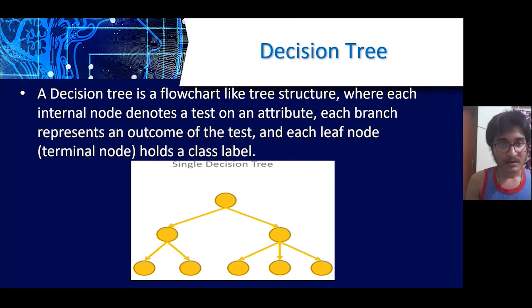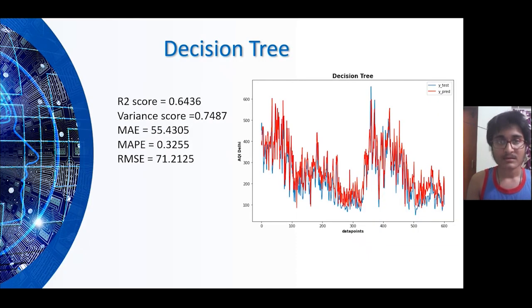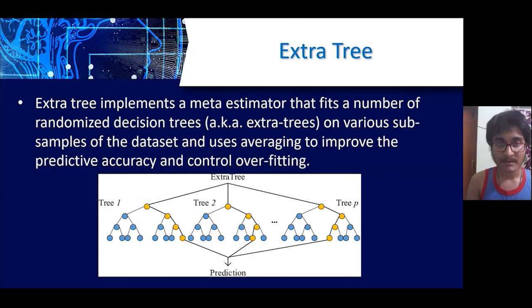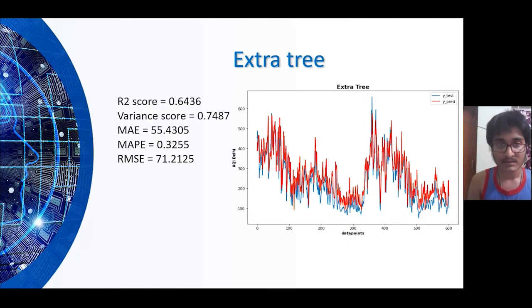Decision tree. This is a supervised ML technique where data is constantly split into different nodes and branches, and based on the outcomes of these tests, the model is generated. These are the results for the decision tree. Extra tree. Extra tree implements a number of decision trees by taking randomized subsamples from the data and creates a model based on the overall outcomes from all the trees. These are the results for extra tree.